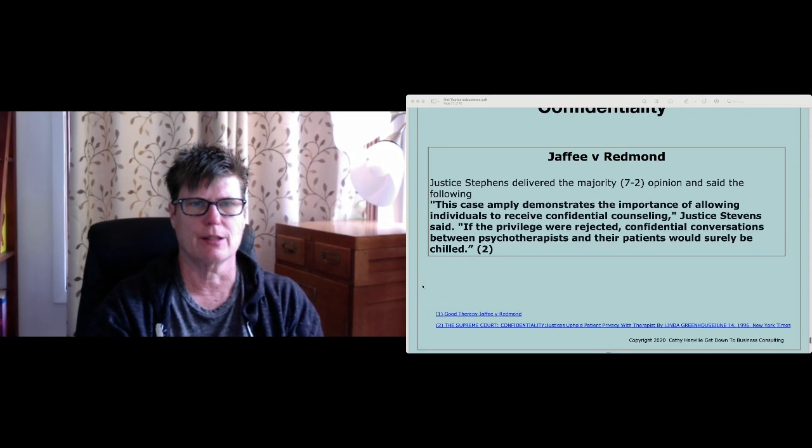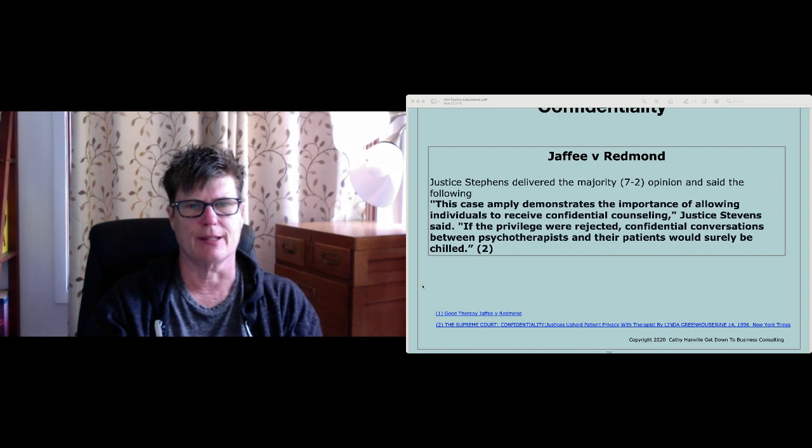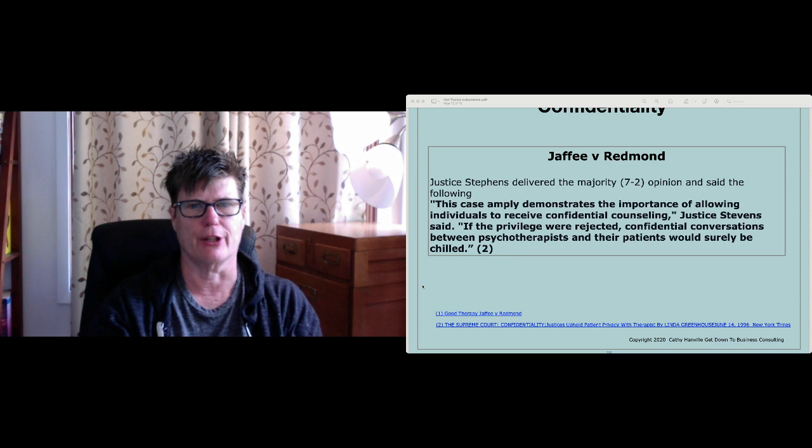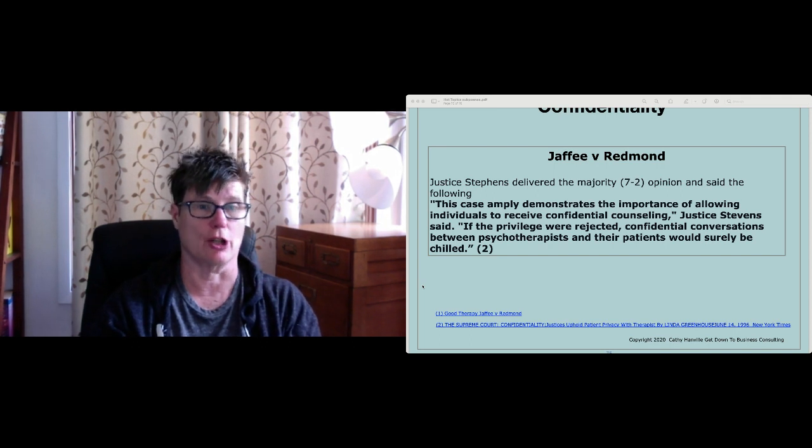Justice Stevens delivered the 7-2 opinion and said the following: "This case amply demonstrates the importance of allowing individuals to receive confidential counseling. If the privilege were rejected, confidential conversations between the psychotherapists and their patients would surely be chilled."